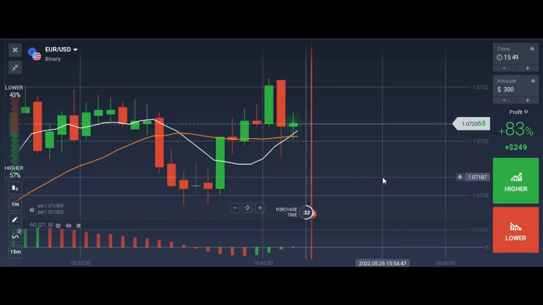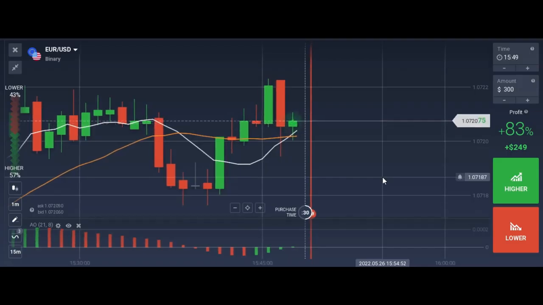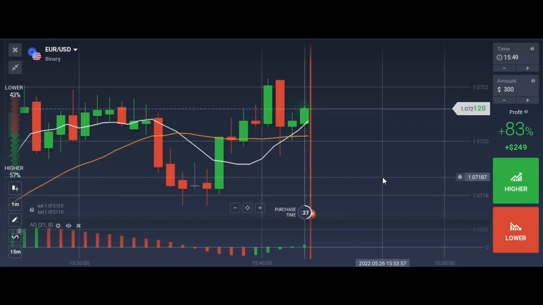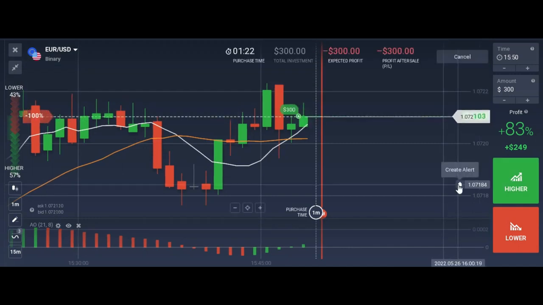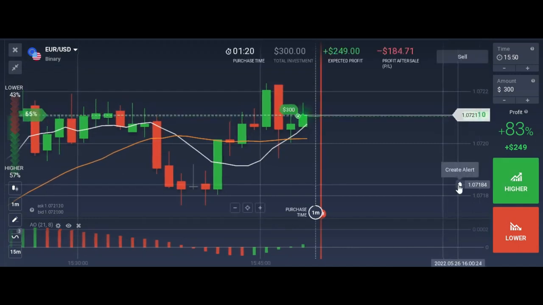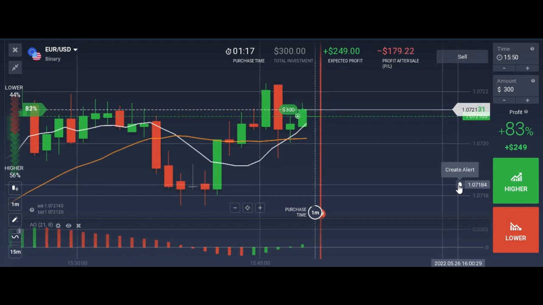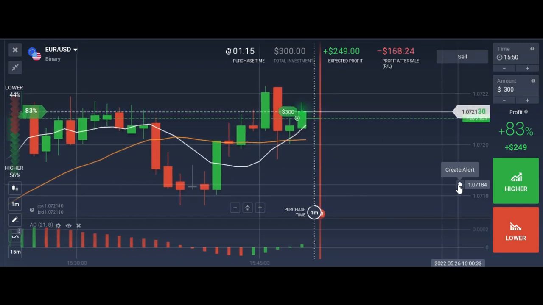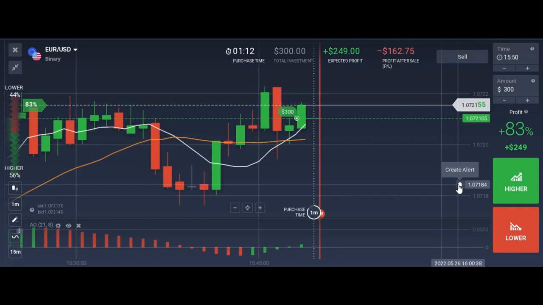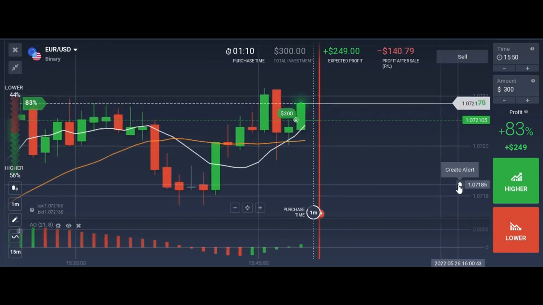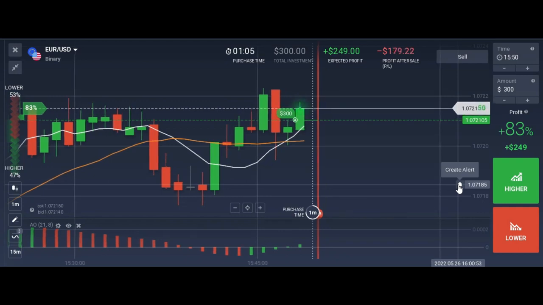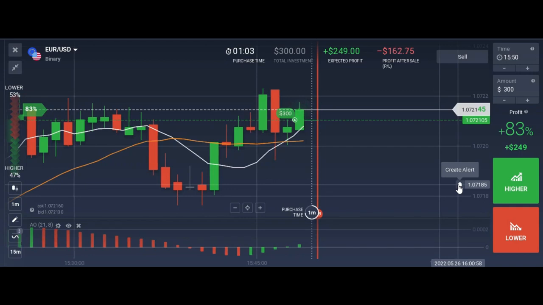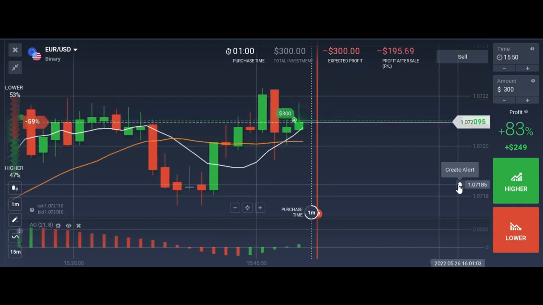Buy. As you can see, I'm using 1 minute candles. As expiration time, I put 2 minutes. But you can use 2 or 3 minutes as expiration time. First, the white moving average crossed the orange moving average from bottom to top, and then when a green bar appeared above the middle line of the Awesome oscillator, I made the 2 minute buy.